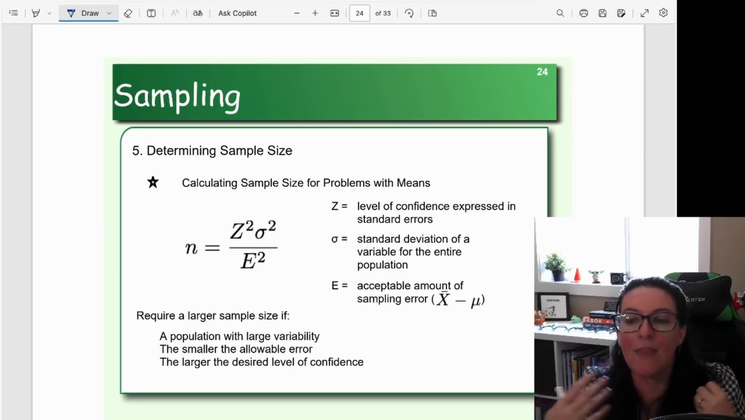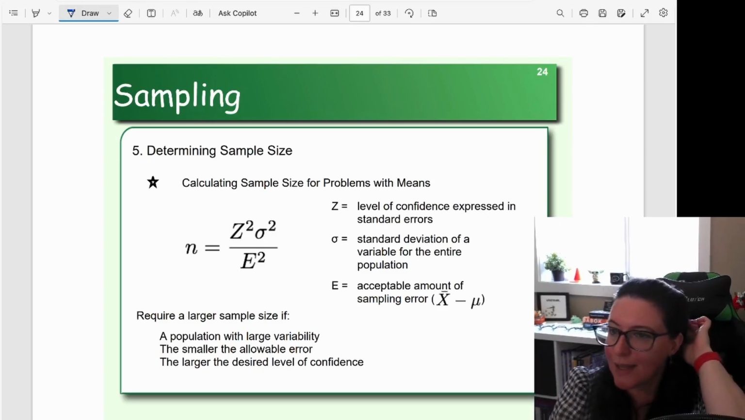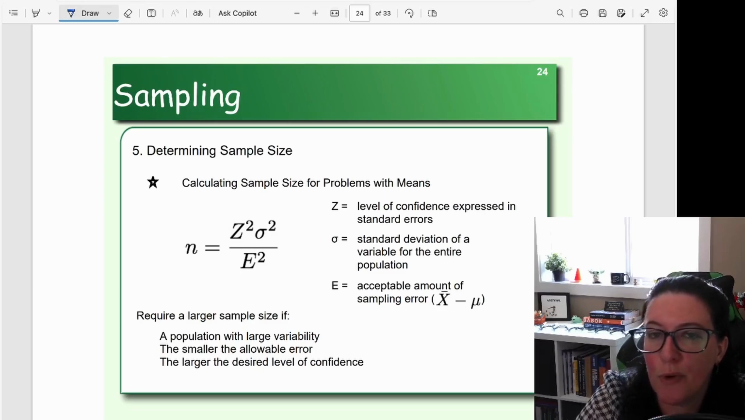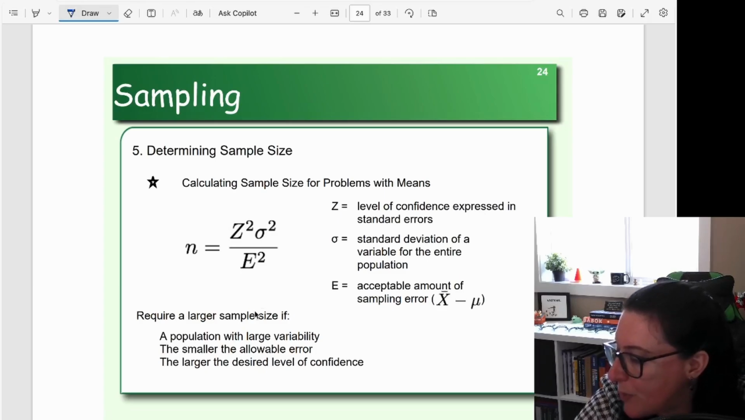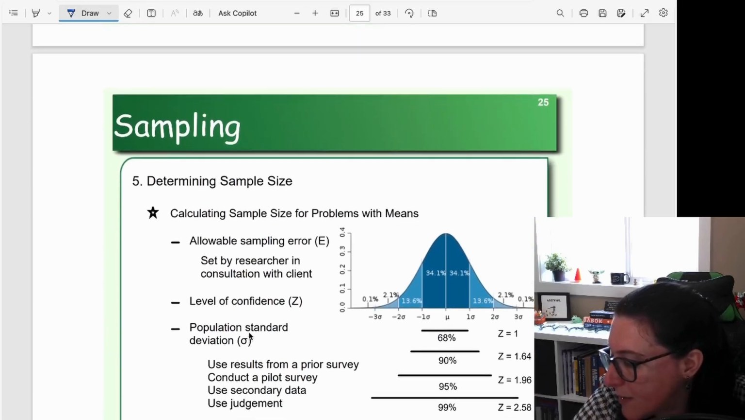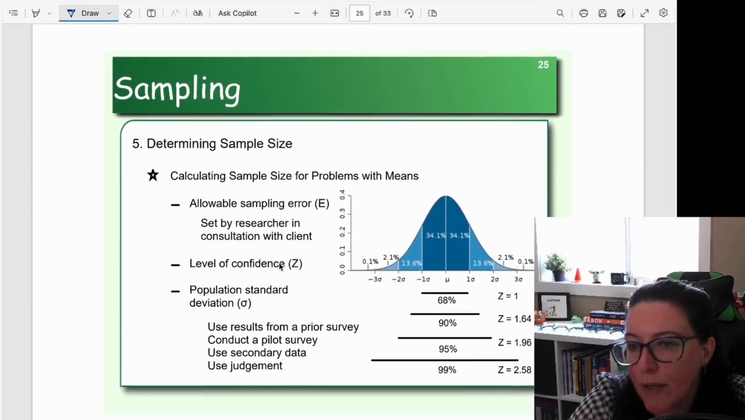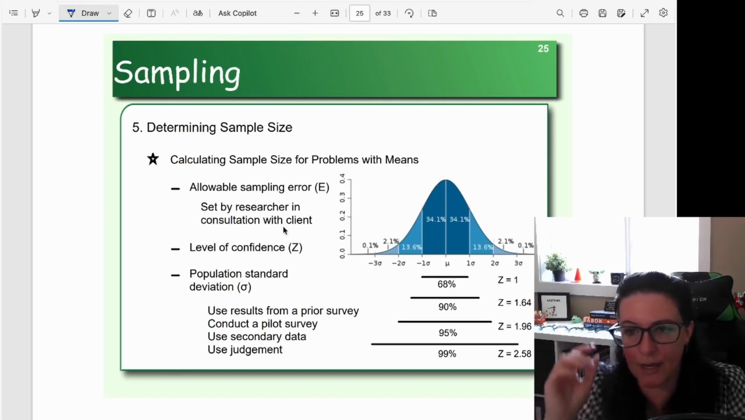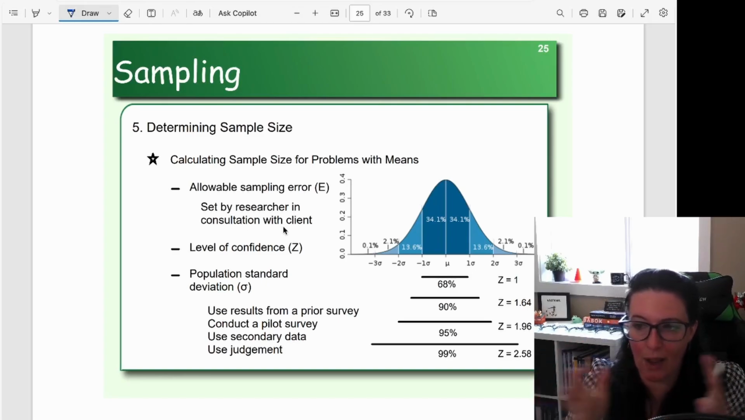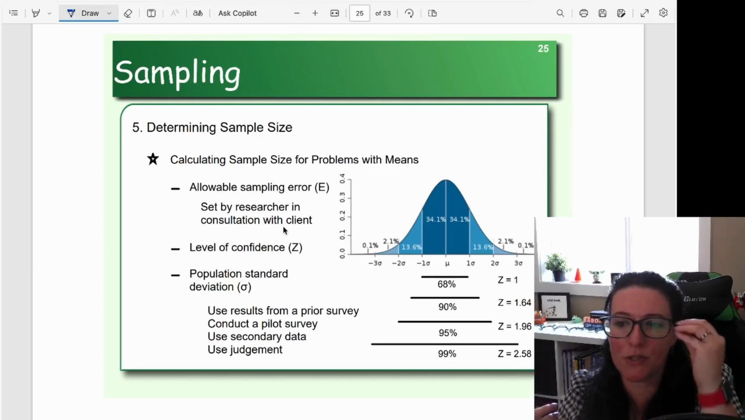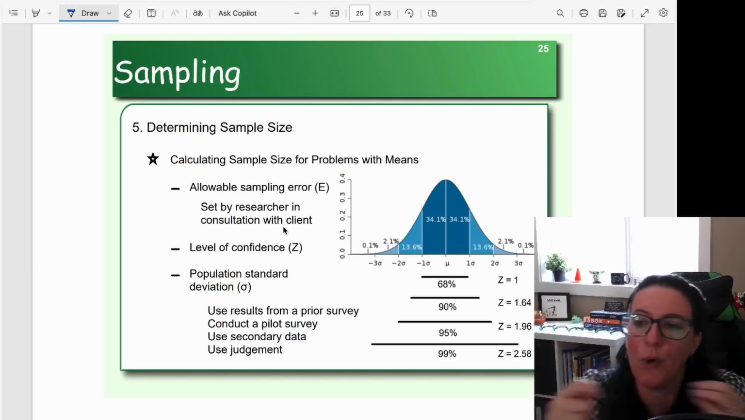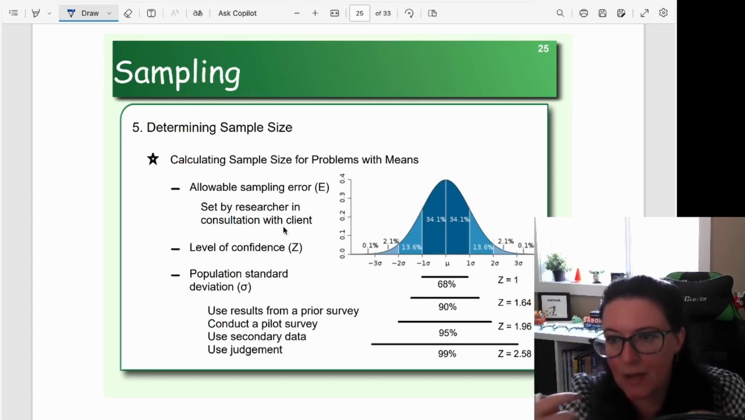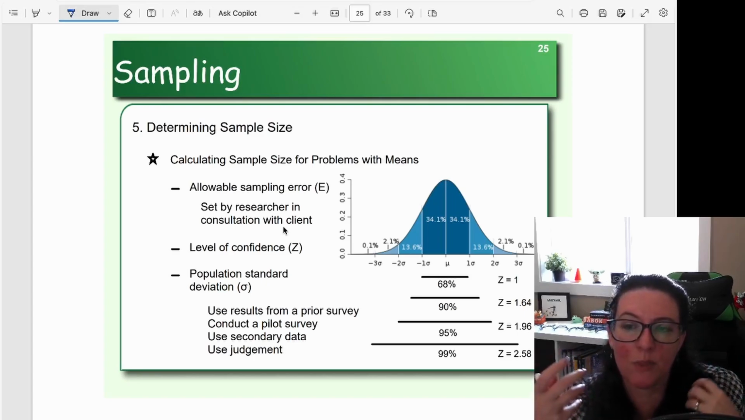And then how confident do we need to be in the results in order to move forward on our decision making, right? So those types of things are going to impact the sample size. When you are calculating the sample size, the allowable sampling error is going to be set by the researcher in consultation with the client. So ask them, if you find out the answer is this and it's really this, would that change your behavior? So you're trying to figure out how sensitive it needs to be. You're also looking at how confident they need to be in those results.